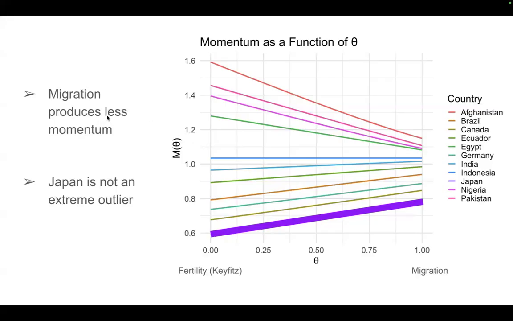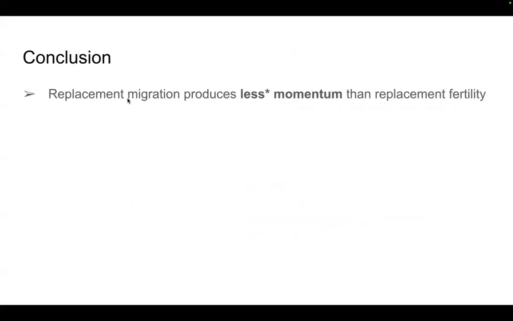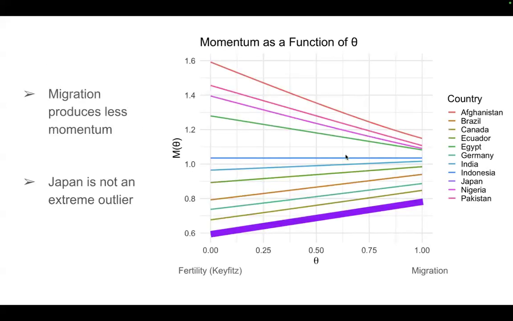Okay, so we're nearing the end. I want to conclude with some brief points. Our main result is that replacement migration produces less momentum, with the caveat I mentioned earlier, than replacement fertility. This is true for growing and shrinking populations, as you can see here.